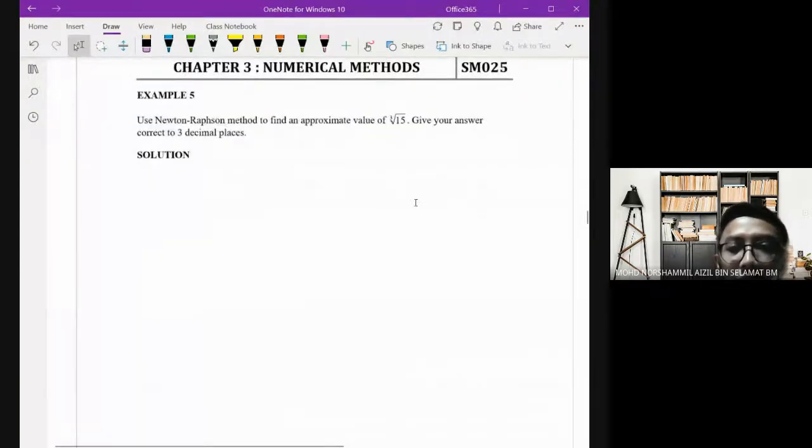Example number 3, last one. Saya bagi clue saja soalan ni, because this question not involving equation. So kalau tak melibatkan equation, apa kita perlu buat? Okay, find an approximate value of this one. Maksudnya dia suruh cari benda ni. We can let x equals to cube root of 15. So this is the one that we need to obtain.